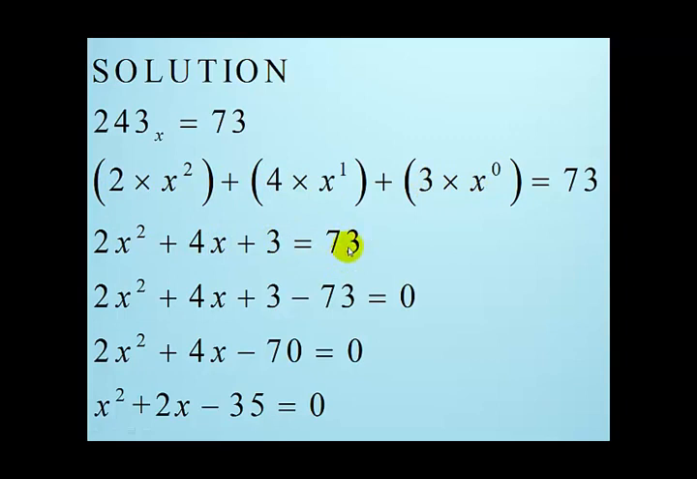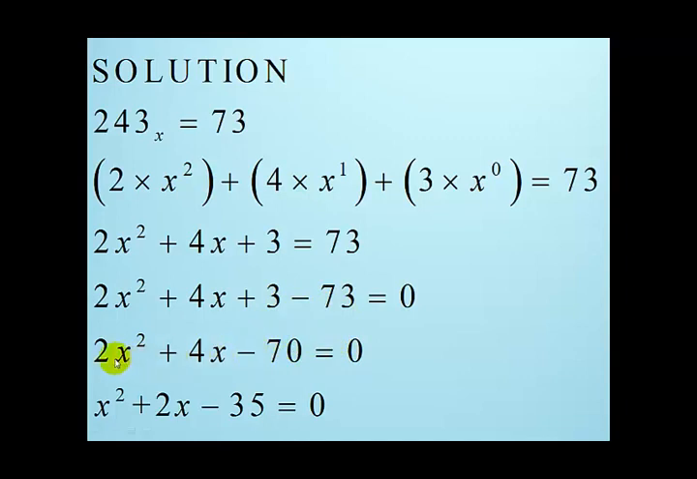Now 73 on the right hand side becomes minus 73, that is minus 73 on the left hand side, and this is equal to 0. So we have 2x squared plus 4x. Now 3 minus 73 is equal to minus 70. And this is equal to 0.